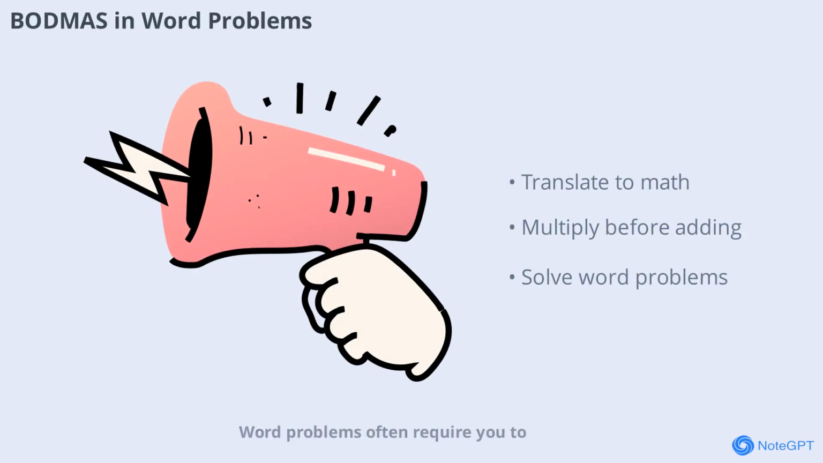Word problems often require you to translate real-life situations into math expressions. Once you have the expression, use BODMAS to solve it. For example, if you buy 3 pens at $2 each and a notebook for $5, the total is 3 times 2 plus 5. Multiply first, then add. BODMAS helps you break down word problems and find the correct answer every time.